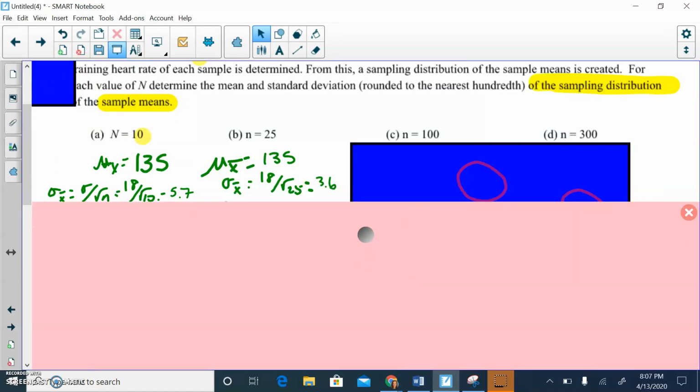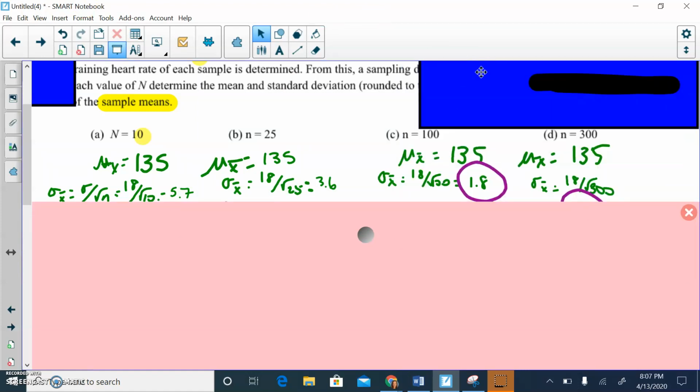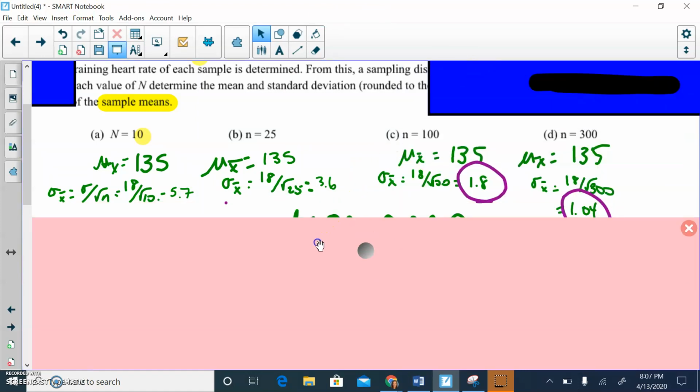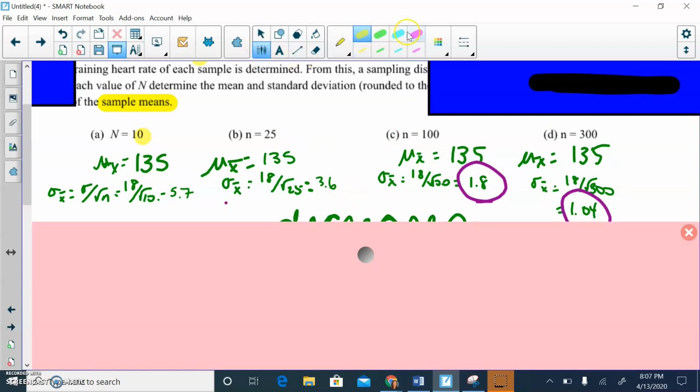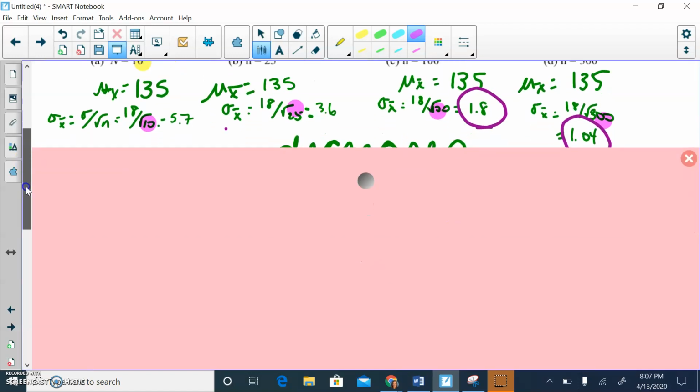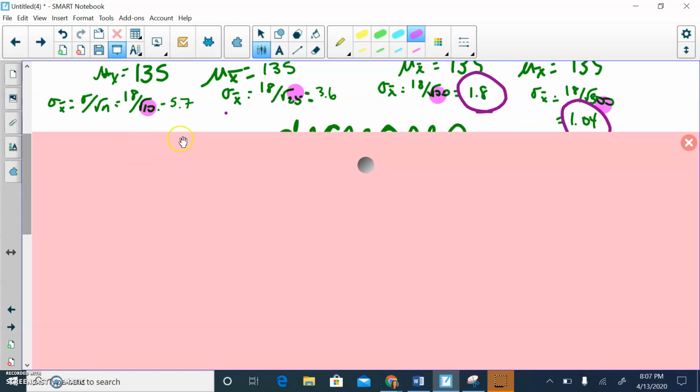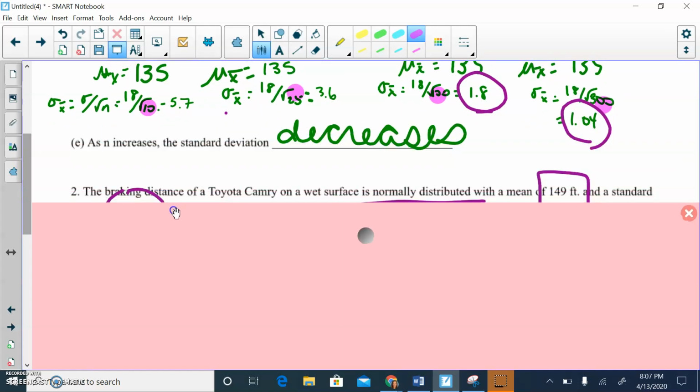If you go through and do the other two on your own, you should see that you get a standard deviation of 1.8 and 1.04. Notice that as the sample size goes up, the standard deviation goes down, which makes sense because as the denominator increases, the quotient decreases.